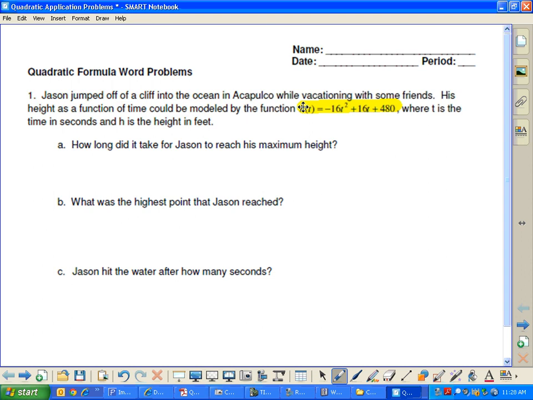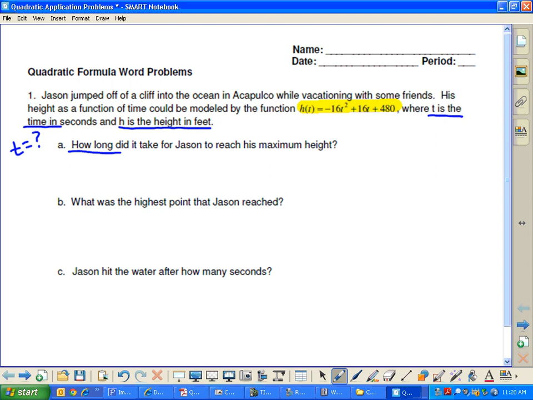All right. So I read the problem. Do you see that they kind of took care of the variables for us a little bit? So h, just to review, is height in feet, and t is time in seconds. Reading the rest of the problem, in part A, we're supposed to identify how long it took for Jason to reach his maximum height. How long, so I need a time there. If it's asking me how long, this answer is going to be t equals something.